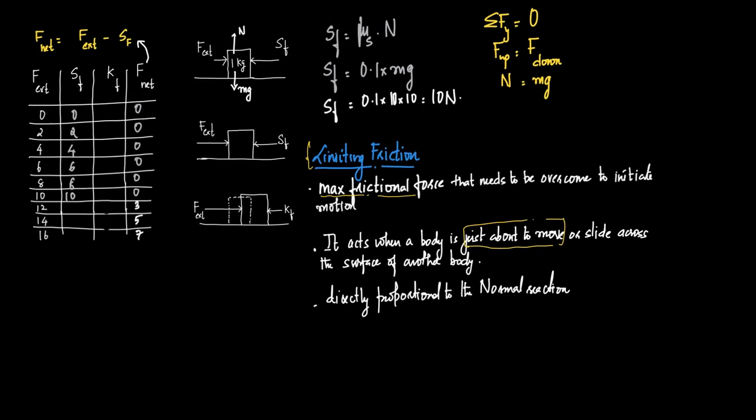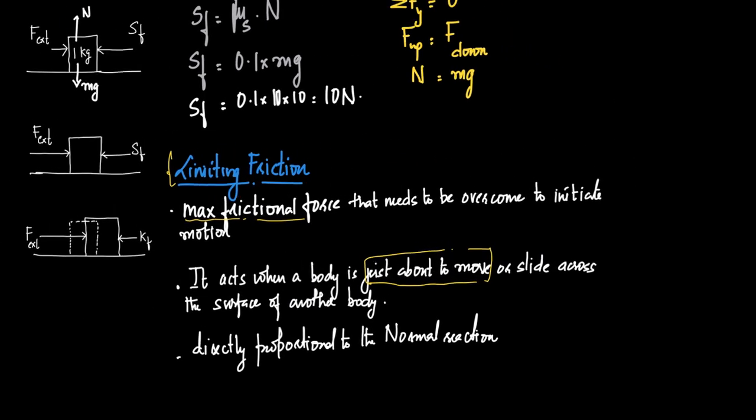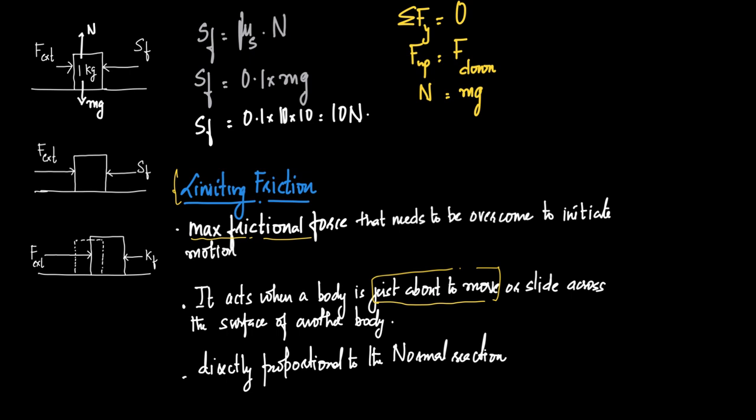Now let me take you through an example where there is an object of 1 kilogram mass. F external is acting towards the right, and we know that static friction will oppose the motion. And we have normal reaction and mg. Since there is no motion along the y-axis, we can write that sigma Fy is equal to 0.